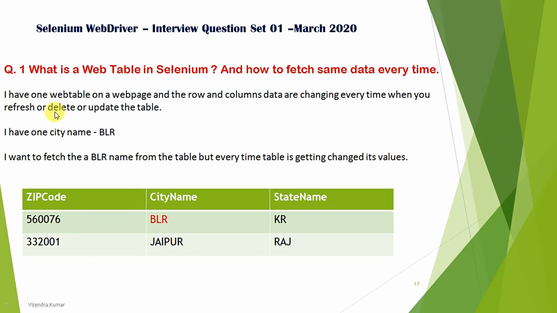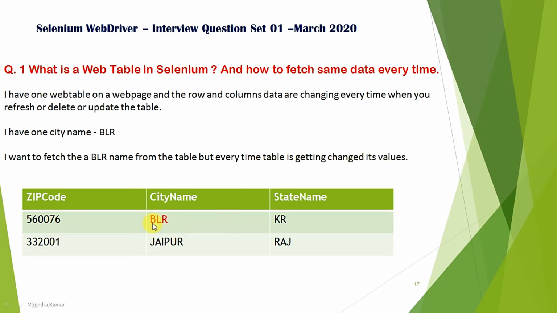My problem statement is that I have one web table on a web page. This is asked by the interviewer during the interview process, and the row and column data change every time. The data changes when you refresh, delete or update the table. I have one city name. Then he will ask you, I have one data name, any data name. I am taking the example here as BLR, Bangalore. And I want to fetch the Bangalore name from this table, but every time the table is changing its values.